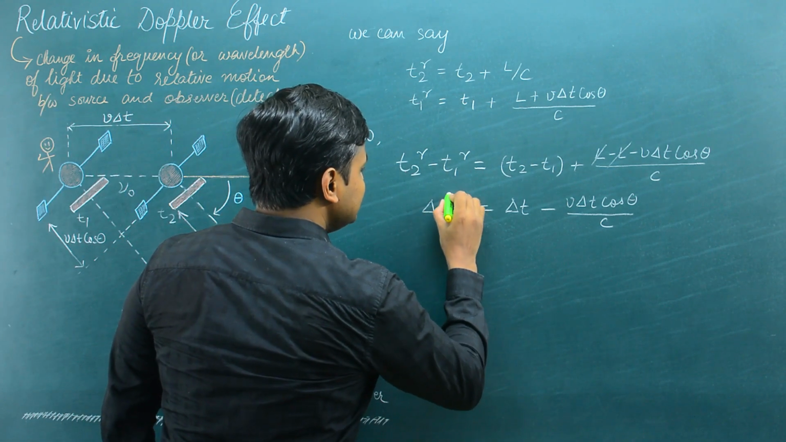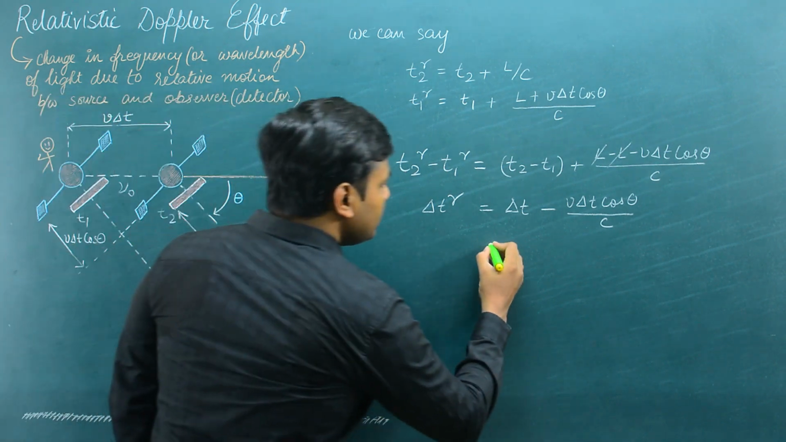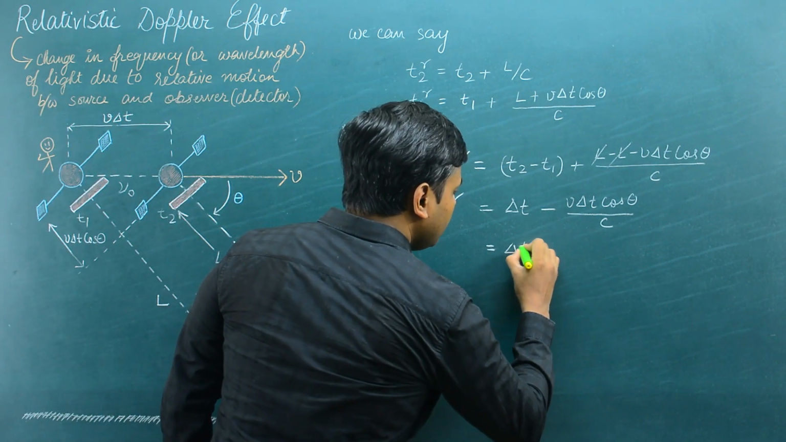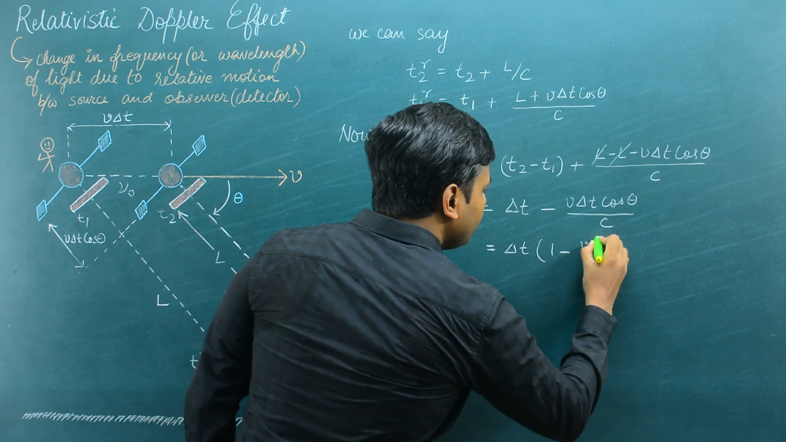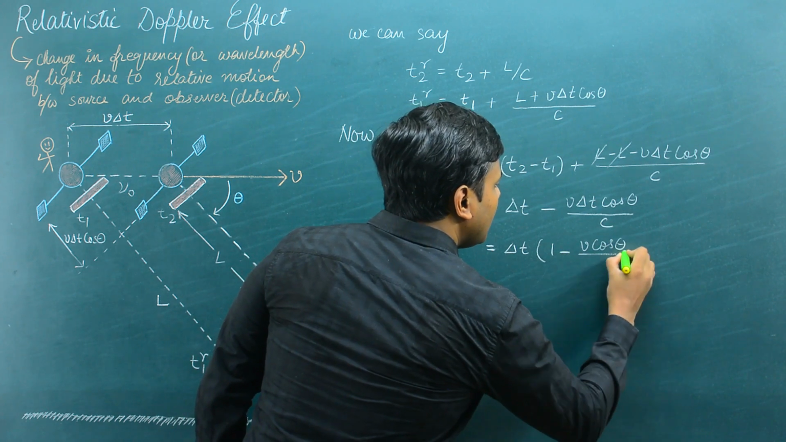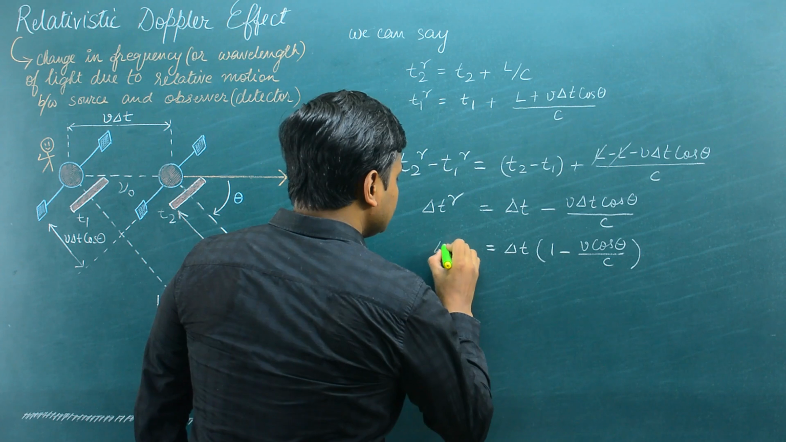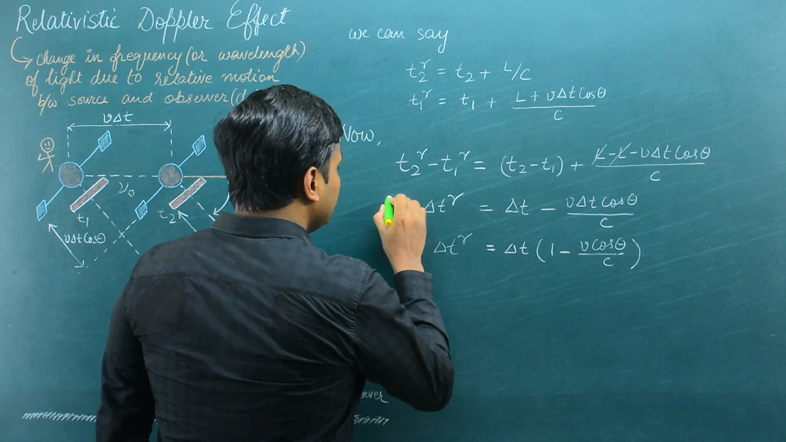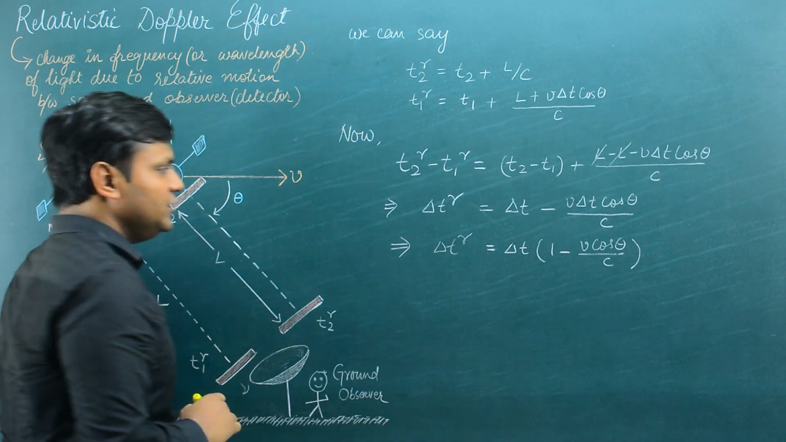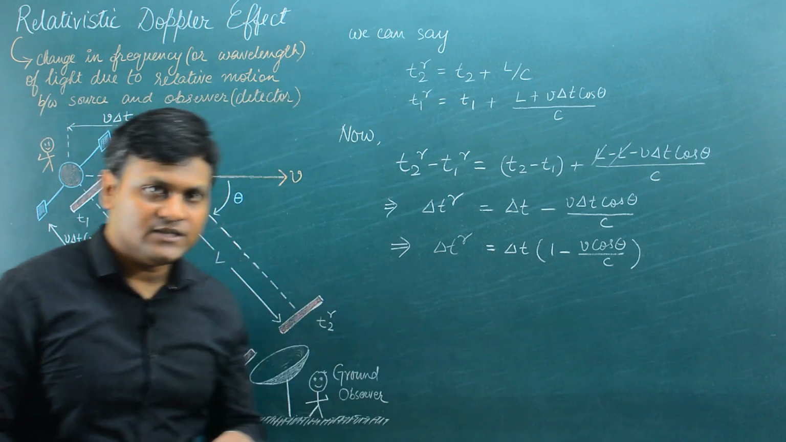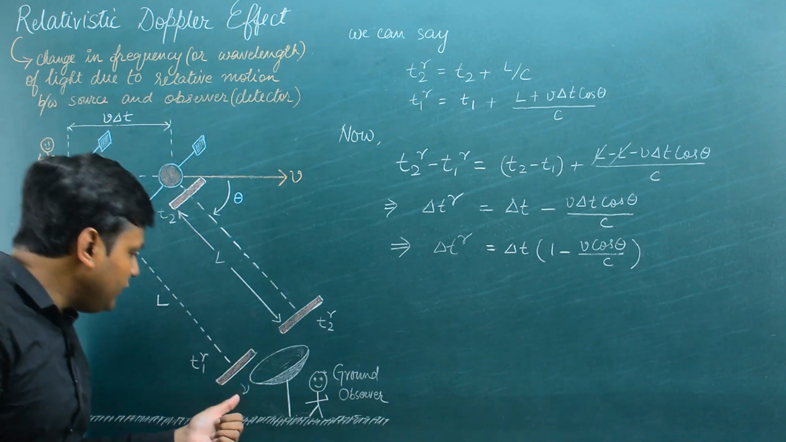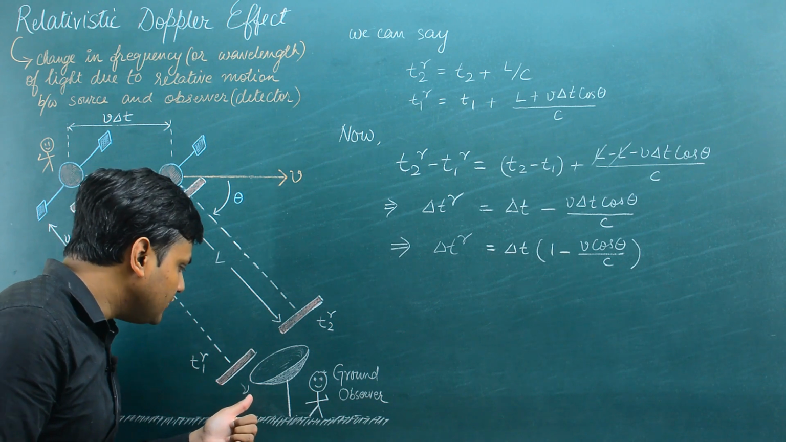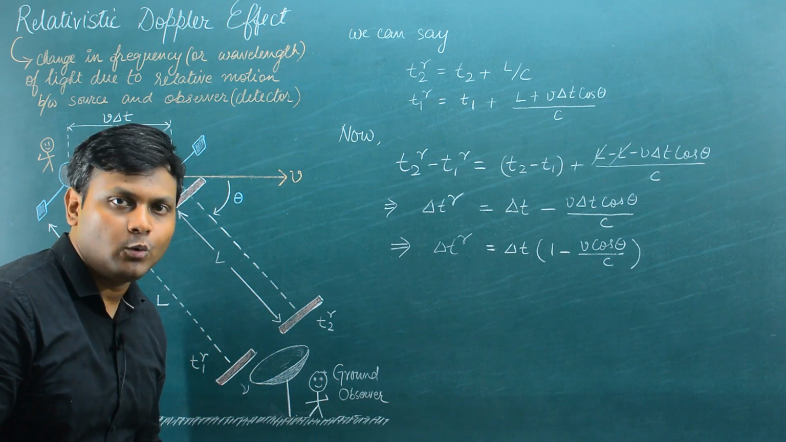And this is nothing but the time period between the signals being received one after another. Let's suppose that is del t r, okay, which can be further simplified by taking the del t out of the equation, which is del t times 1 minus v cos theta upon c, and on the left hand side you have del t r. All right, now how can I relate these time periods with the frequency of the light signal? All right, what is the frequency of the light signal as received by the ground observer?